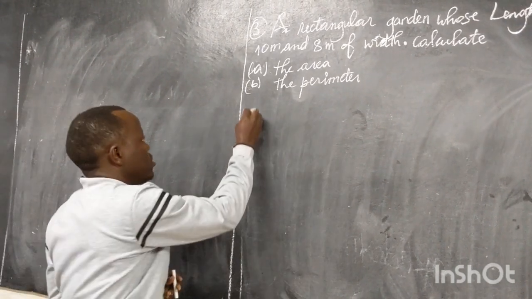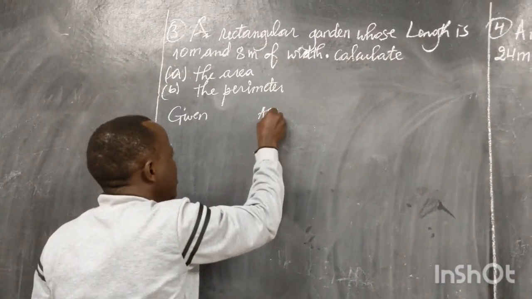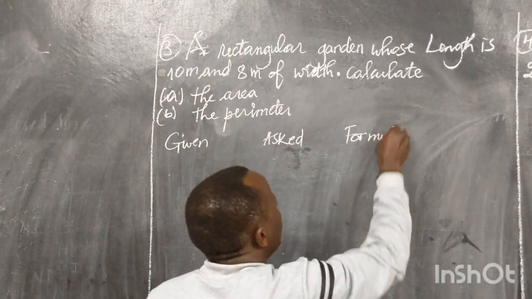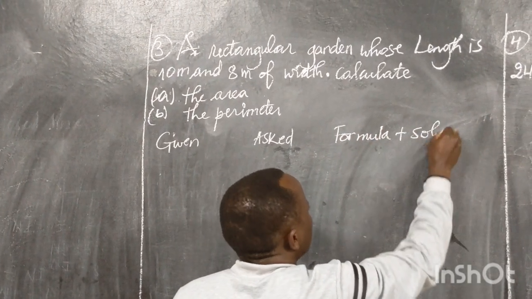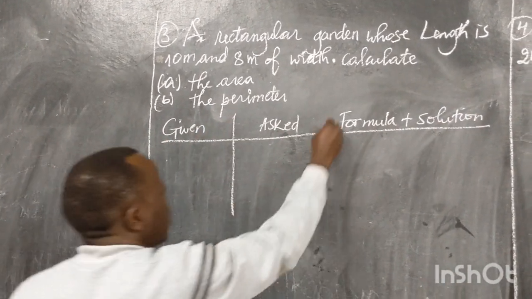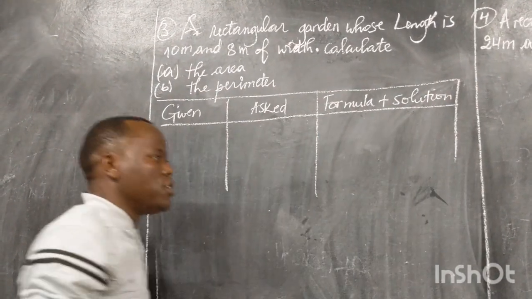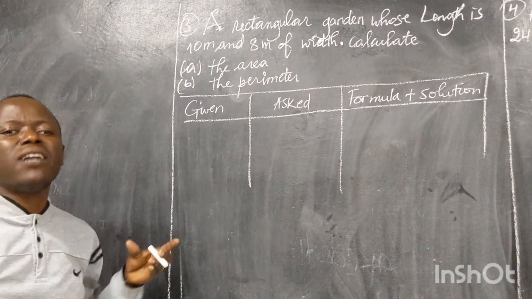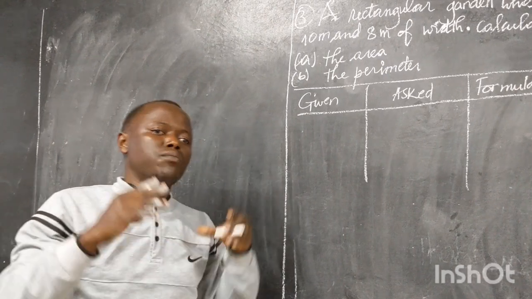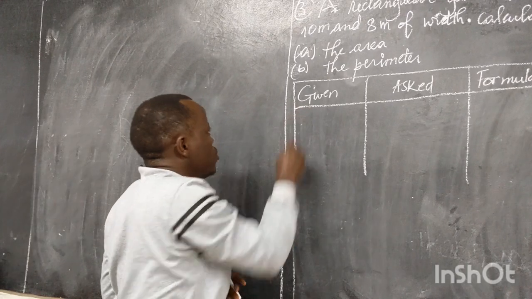And now we are going to first see what is given, what is asked, and then we go to formula plus solution. And remember that the reason why we draw this table is because this table will help us not make a mistake. Because if you don't draw this table, you can even jump some given points.